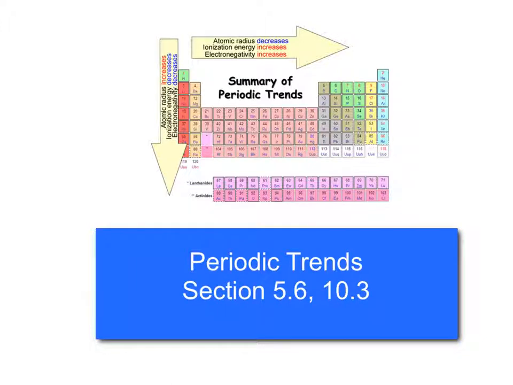Today I'm just going to build on what we learned in the last video on effective nuclear charge and talk about how that influenced trends across the periodic table. So the first trend is atomic size, or atomic radius, and the size of an atom is basically the distance between the nucleus and the valence electrons. So those are the outer electrons for the atom.